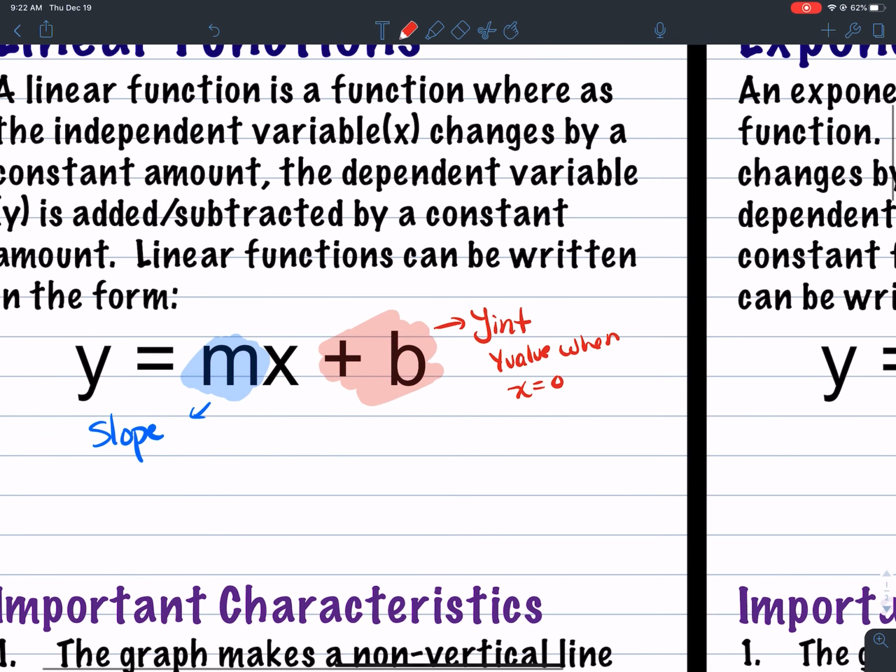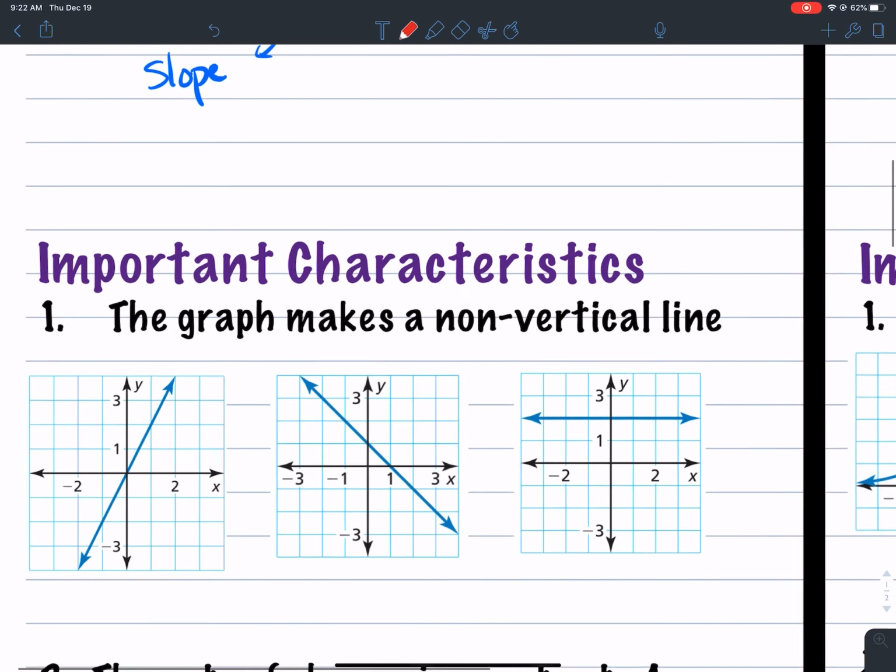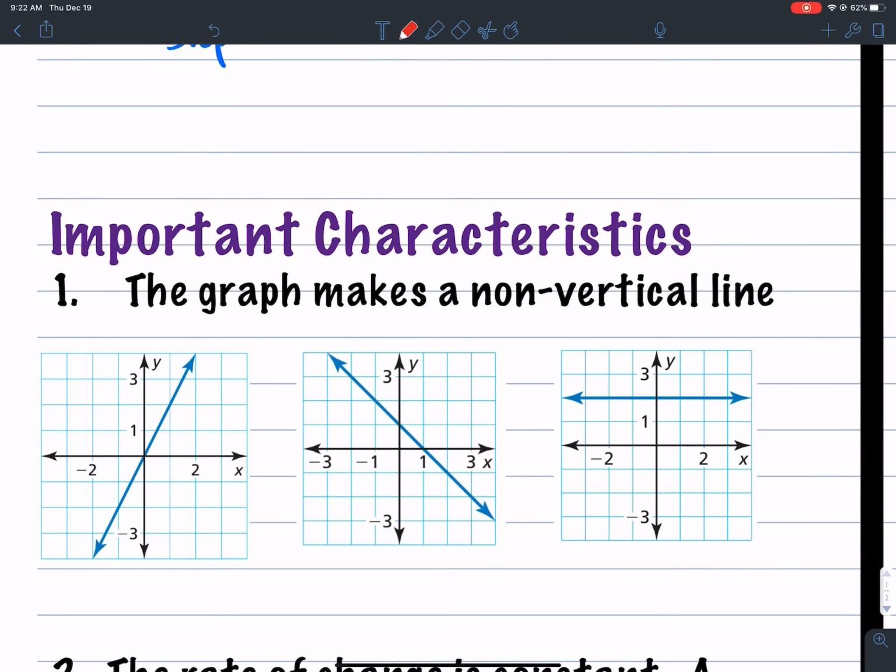So what we know about lines already is, first of all, they make non-vertical lines on a graph. So a linear function is a non-vertical line. So for instance, like this first picture I have, this is a positive slope. So I'm just going to put positive m. This would be an example of a negative slope, so a negative m value. And then this is no slope, or in other words, the slope is 0. We know a vertical line is not a linear function. It doesn't pass the vertical line test, so that's why that's not included here.